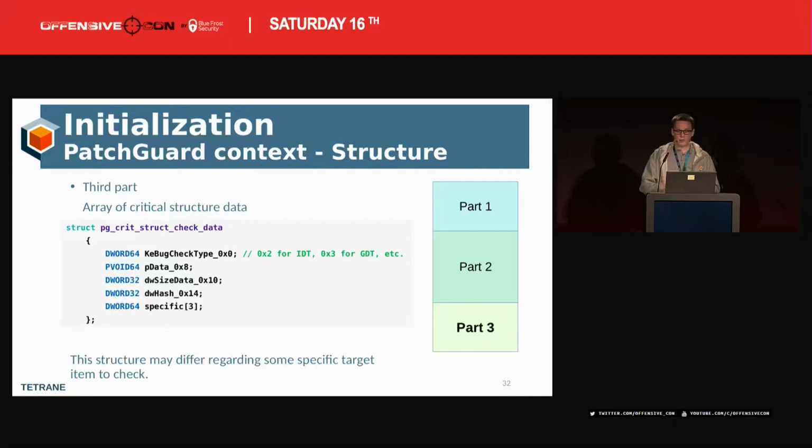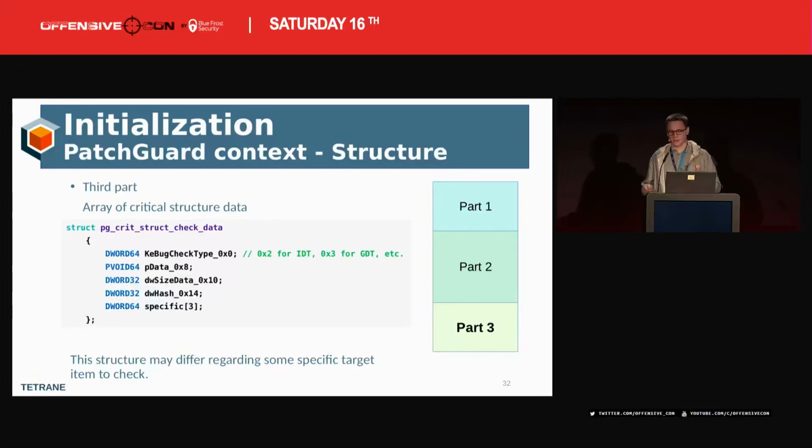For example, there is the type of the structure, which is also the argument given to KeBugCheck. For example, it's 2 if the IDT is modified, 3 if the GDT is modified. And there is also a pointer to the data, the size of the data, which are necessary to perform the checksum, of course. And there is the original hash that has been computed at the initialization time and will be compared after. And there are some specific values which are used depending on each structure that is checked.